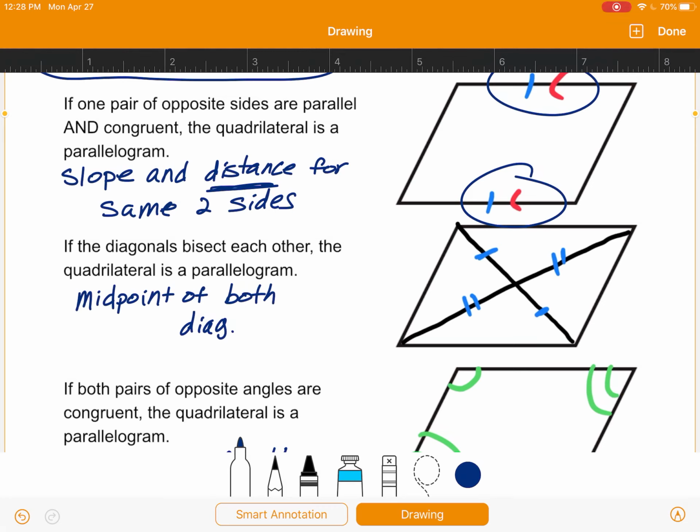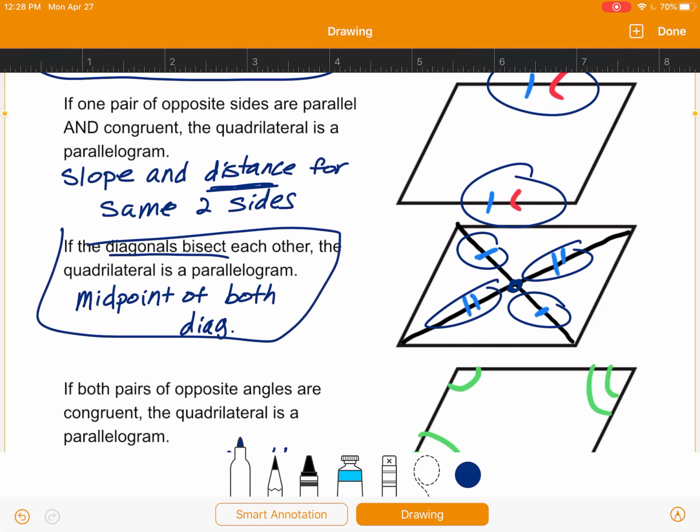And then another one is if the diagonals bisect each other, it makes it a parallelogram. For that, you can do the distance formula 4 times for all of these if you want to, or you can find the midpoint of both and say that they have the same midpoint. That works too. You just have to do a little bit more explaining for that one.